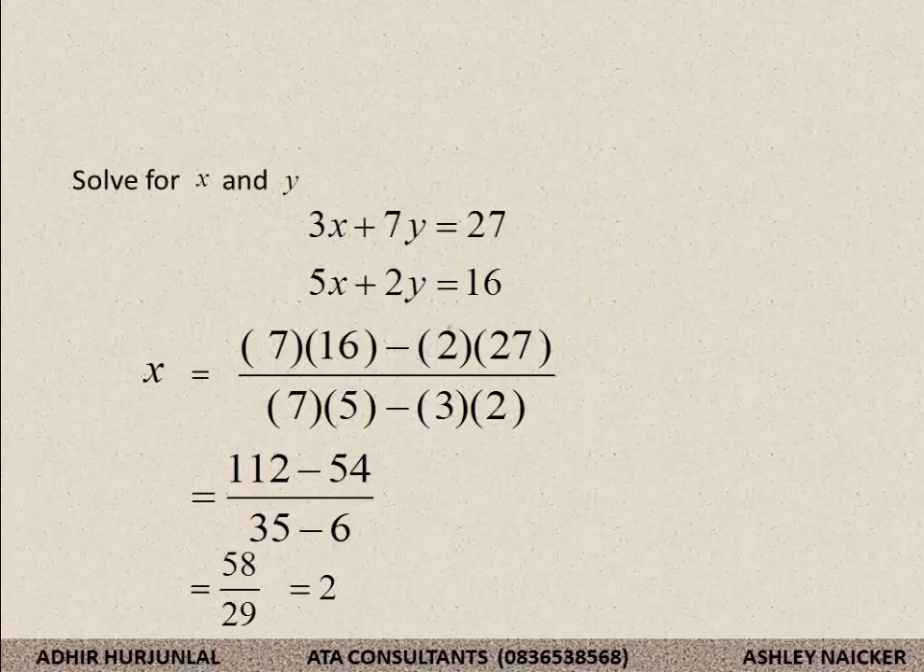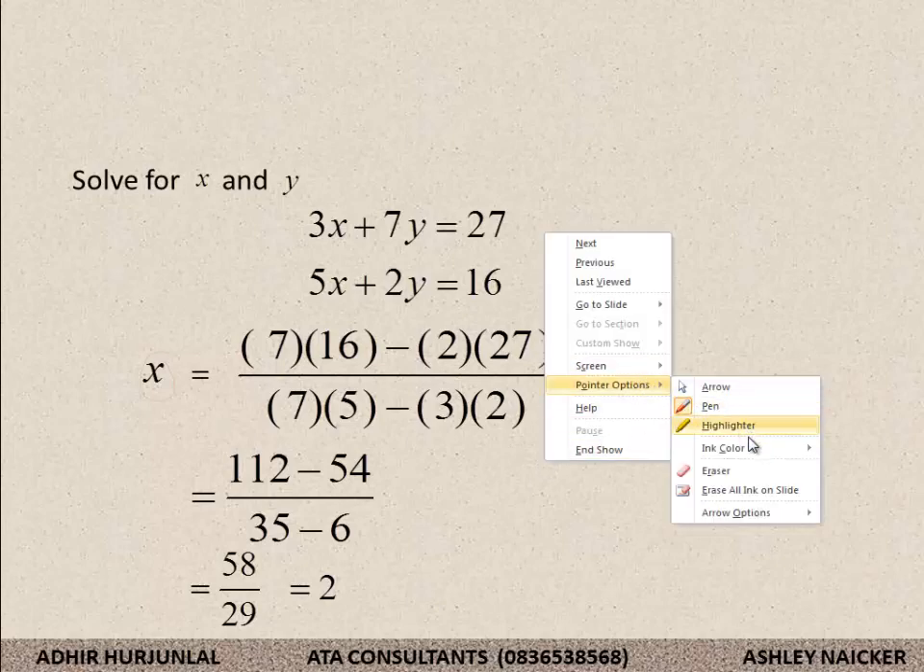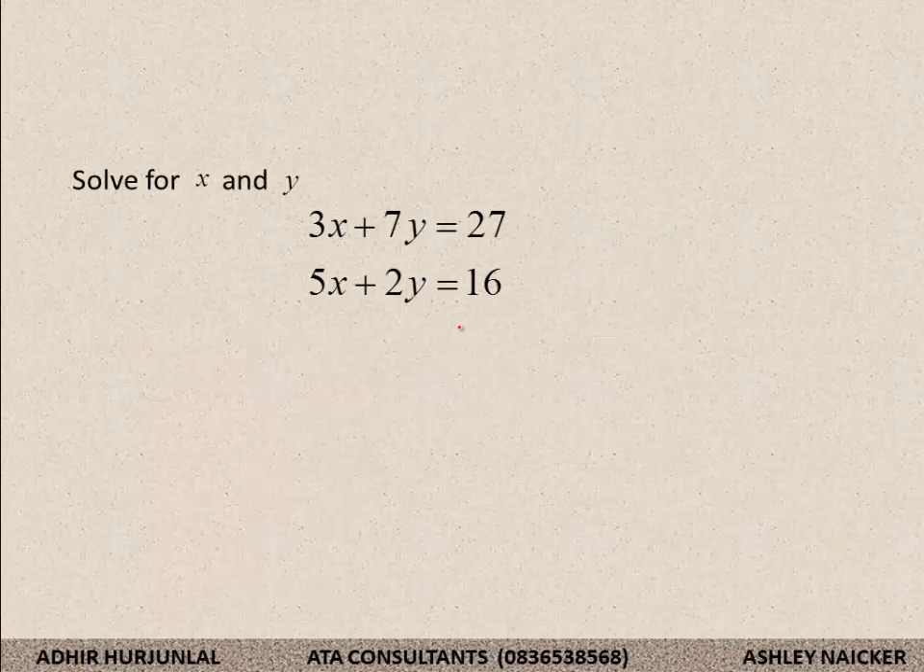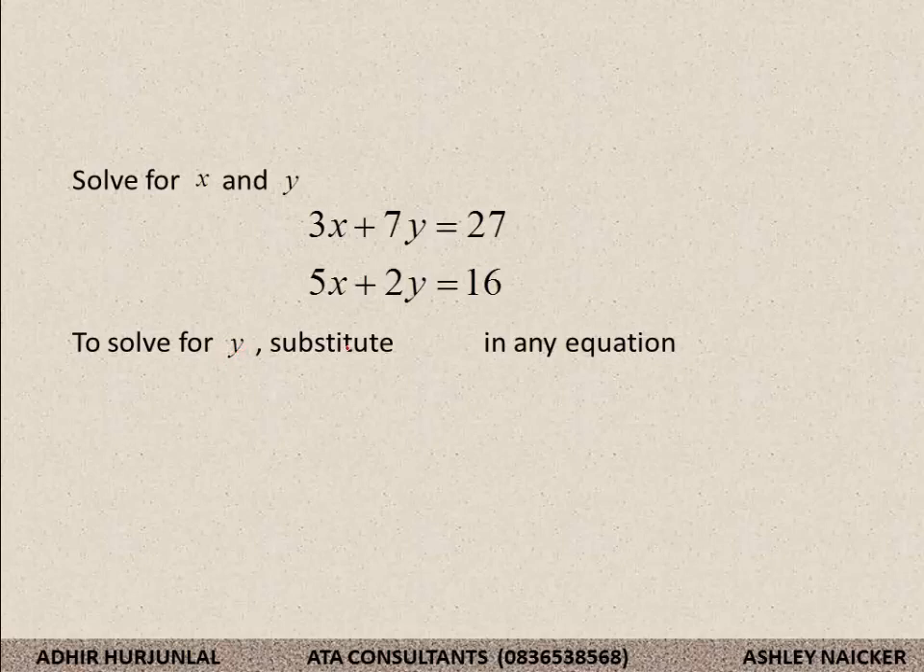For the sake of time guys, I'm going to rush over to solve for y. Once I've solved for x, I'm going to use the value that I've obtained in x to get now the value for y. Next step, to solve for y, I have to substitute x is equal to 2 in any equation. For simplicity, I'm going to choose equation number 1. Equation number 1, wherever I see an x, I'm going to replace it with 2.